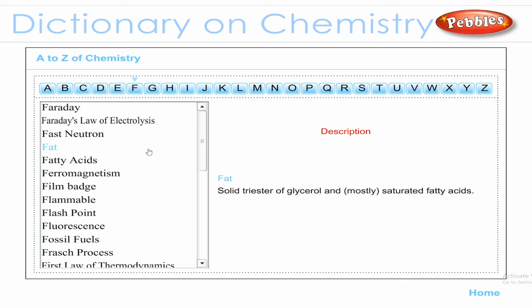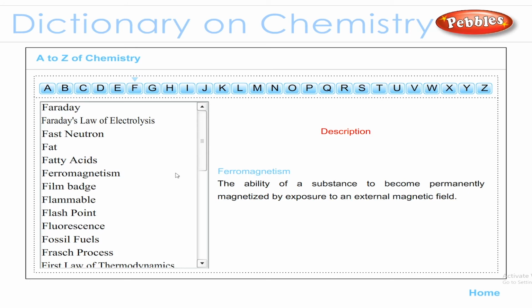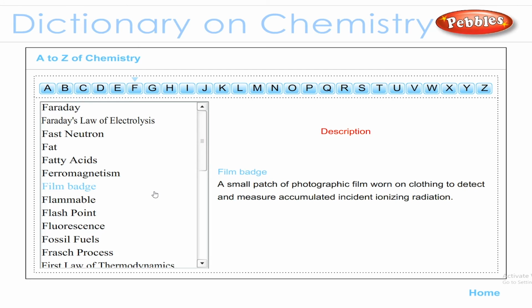Fat, solid triester of glycerol and mostly saturated fatty acids. Fatty acids, an aliphatic acid, many can be obtained from animal fats. Ferromagnetism, the ability of a substance to become permanently magnetized by exposure to an external magnetic field. Film badge, a small patch of photographic film worn on clothing to detect and measure accumulated incident ionizing radiation.